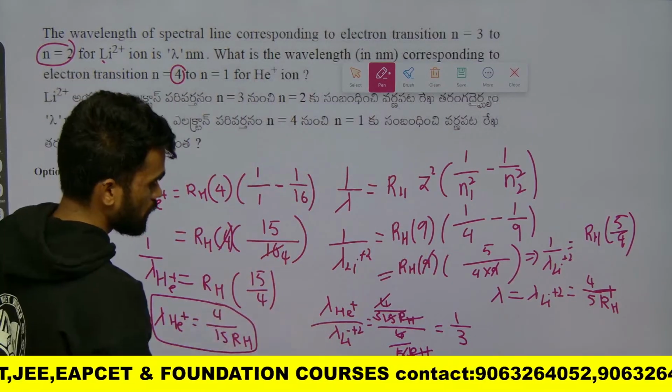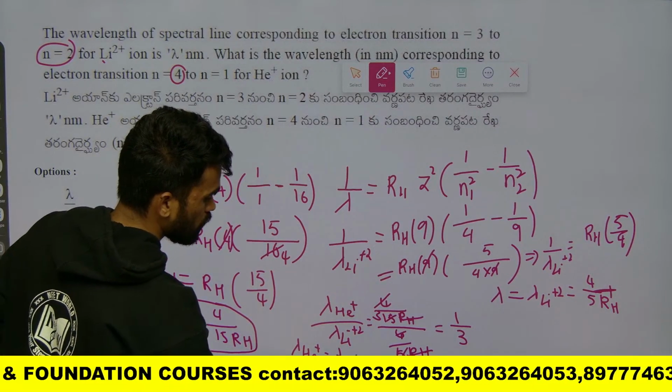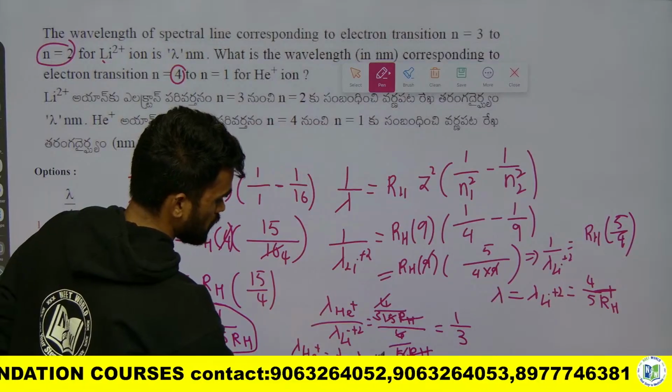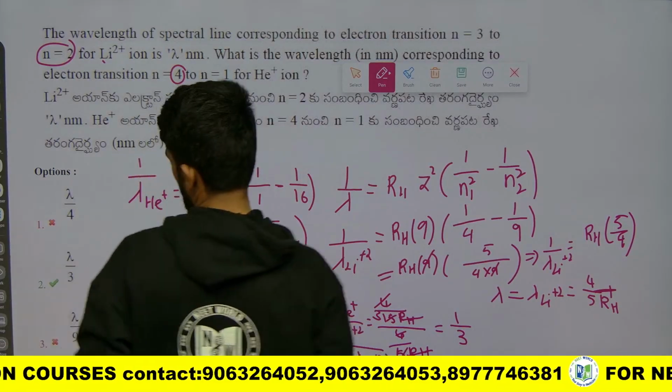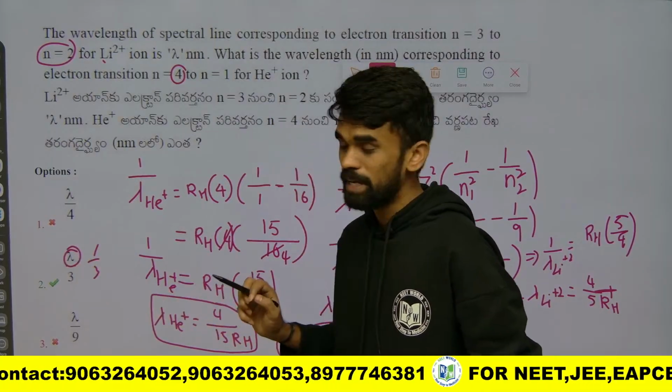So now lambda of helium plus will be 1 by 3 of lambda of lithium plus 2, that's it. So 1 by 3 of lambda, see, will be equal to what?